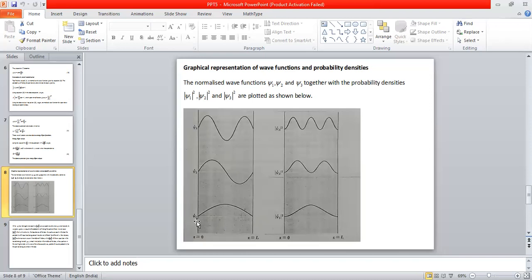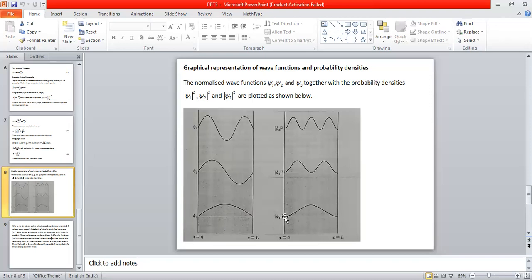So the value of psi1 is 0 at the two extremes, x is equal to 0 and x is equal to L. As I move from x is equal to 0 to x is equal to L, the wave function keeps on increasing, becomes maximum at the middle, that is x is equal to L by 2, and then again falls. This is how the wave function changes inside the box for the n is equal to 1 state, the ground state.